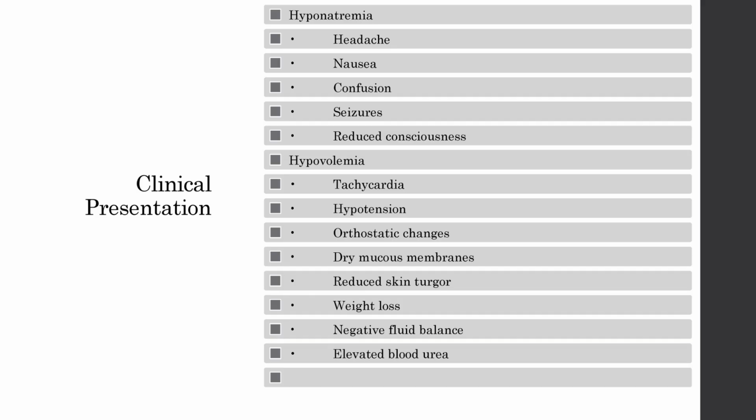Patients may present with symptoms related to both hyponatremia and hypovolemia. Manifestations related to hyponatremia are headache, nausea, confusion, seizures, and reduced consciousness, while hypovolemia may cause tachycardia, hypotension, orthostatic changes, dry mucous membranes, reduced skin turgor, weight loss, negative fluid balance, and elevated blood urea. However, in ICU patients, assessment of volume status can be challenging.